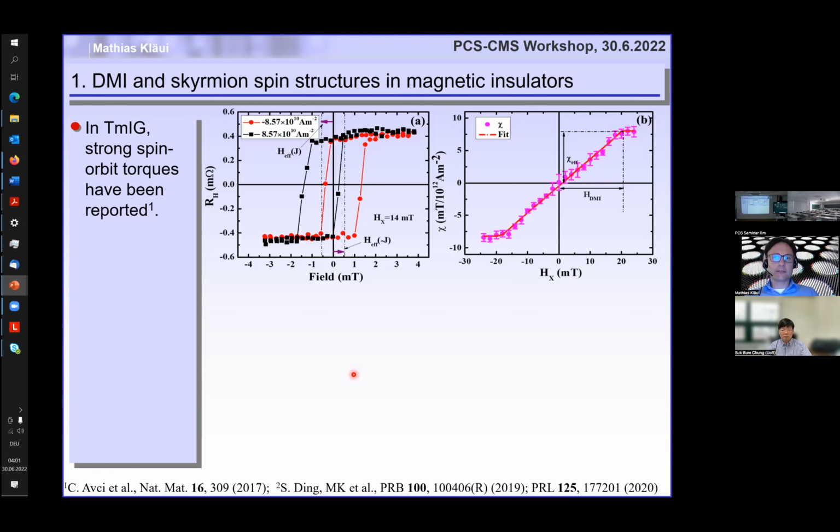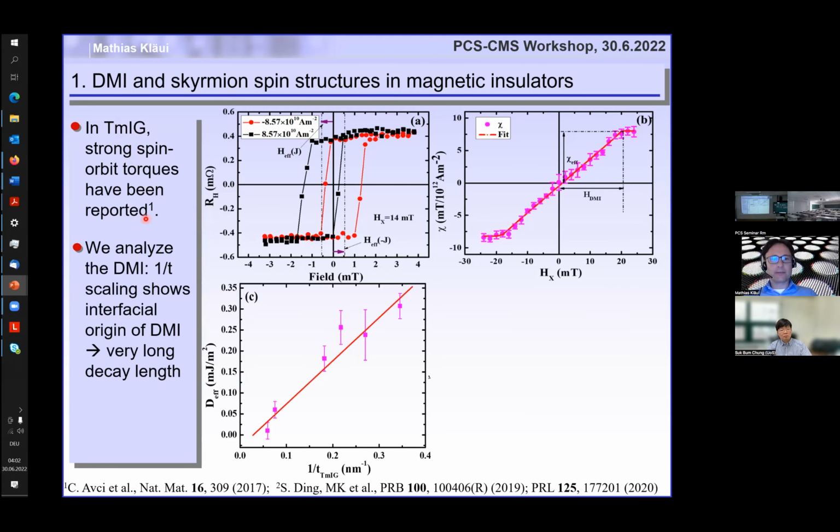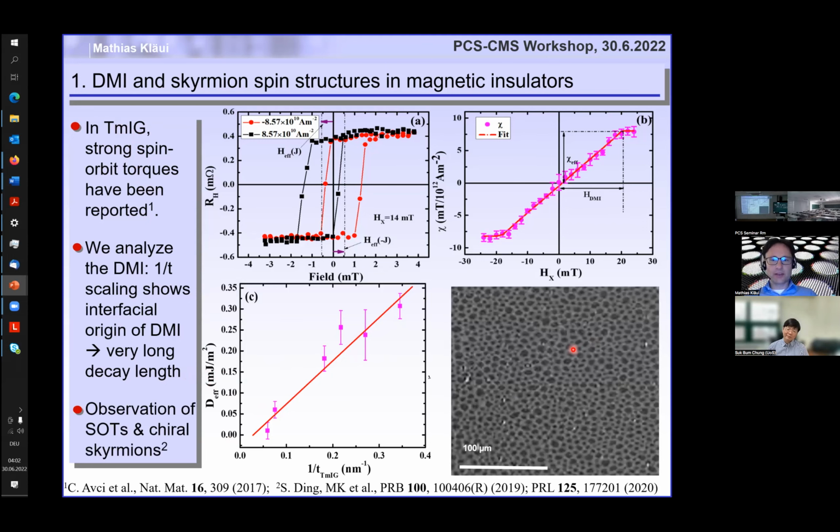Now, insulators are very interesting because potentially magnetic insulators can have very low power dissipation because there are no moving electrons. And for instance, in thulium iron garnet, strong spin-orbit torques have been reported. And so we measured the Dzyaloshinskii-Moriya interaction and found that we actually have strong Dzyaloshinskii-Moriya interaction with a very long decay length. And this allows us to stabilize Skyrmions in this magnetic insulator.